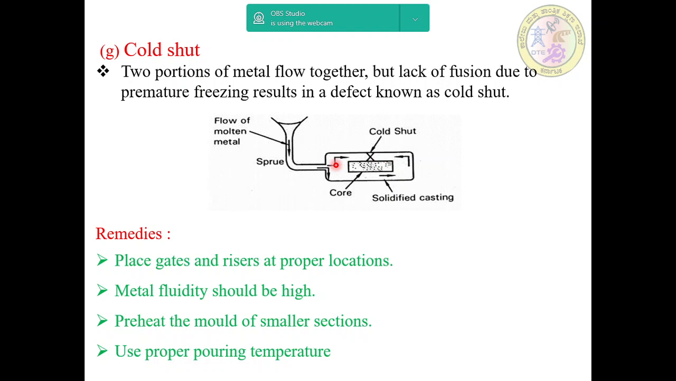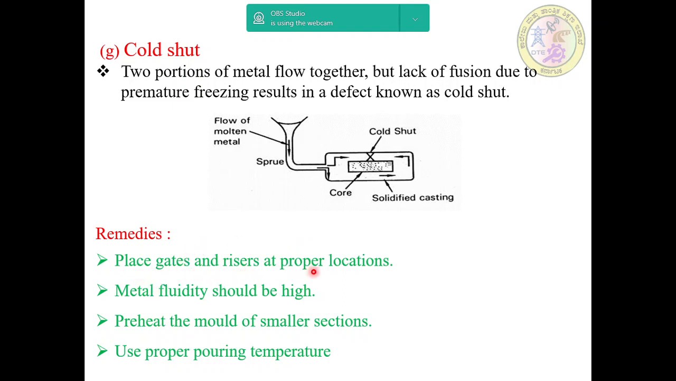After entering, the two streams of metal flow together, but the lack of fusion due to premature freezing results in a defect known as cold shut, and in this portion the molten metal will not enter. That's why this defect occurs. And then how to rectify this cold shut, these are the remedies.